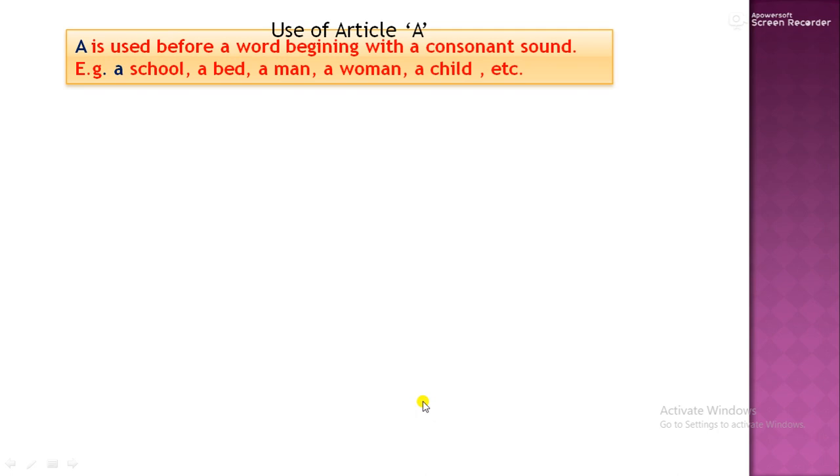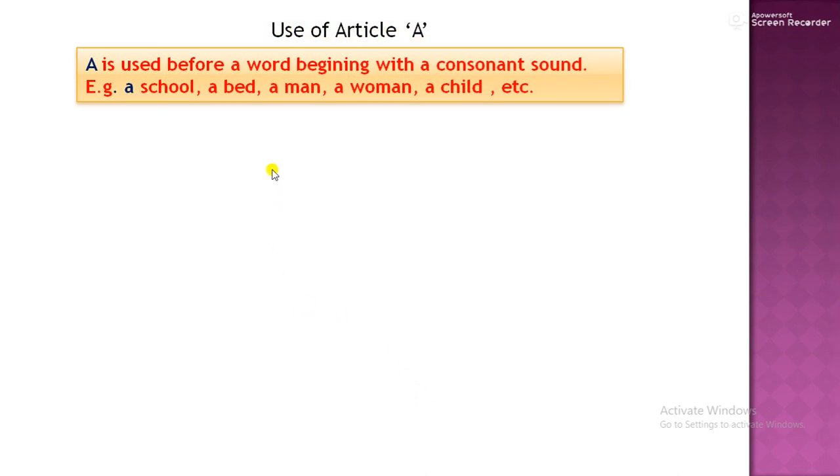Then article A. Article A is used before a word beginning with a consonant sound. For example, a school, a bed, a man, a woman, a child, etc.